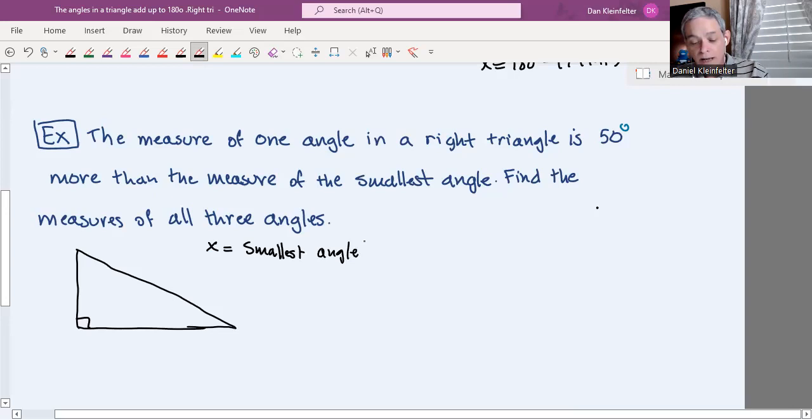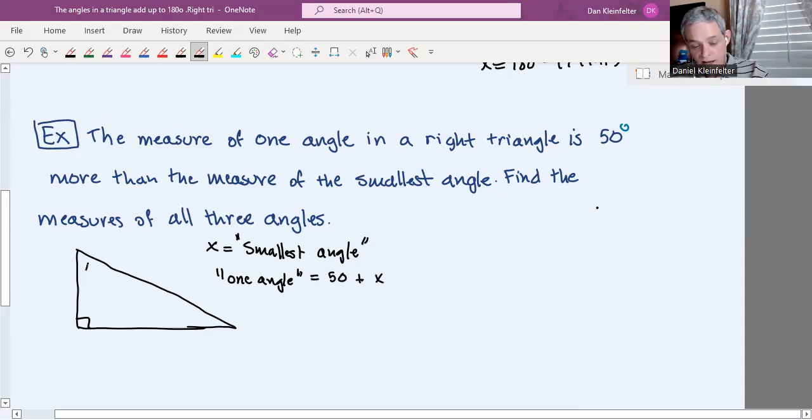Okay, we could make it be what they're referring to as the one angle, but usually it's easier to make the variable be whatever the other quantities are described in terms of. So one angle, it says one angle. Now I need to express the other quantities in the problem in terms of the one we have. Okay, so one angle is 50 degrees more than the measure of the smallest angle.